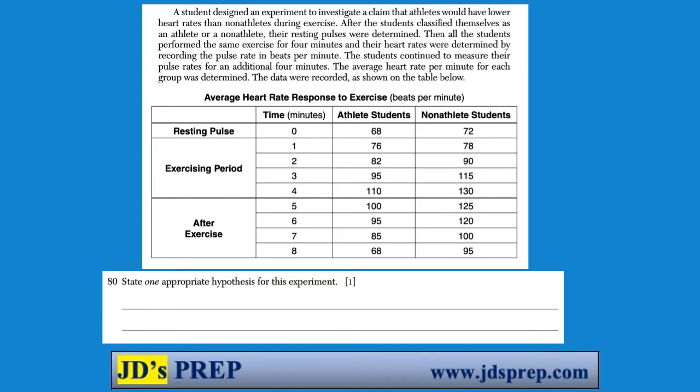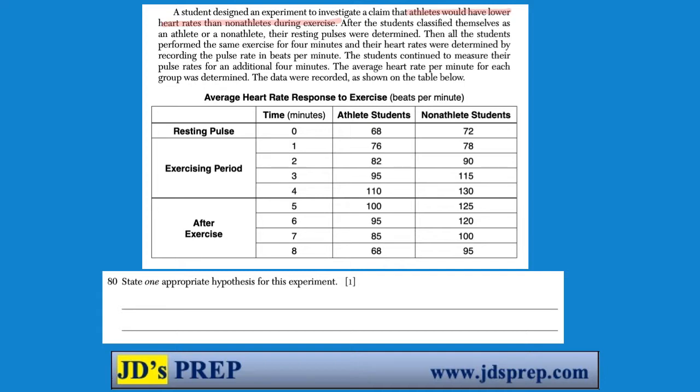So a student designed an experiment to investigate a claim that athletes would have lower heart rates than non-athletes during exercise. So first, students classified themselves as an athlete or non-athlete. Their resting pulses were determined. Then all the students performed the same exercise for 4 minutes. Their heart rates were determined by recording the pulse rate in beats per minute. The students continued to measure their pulse rate for an additional 4 minutes.